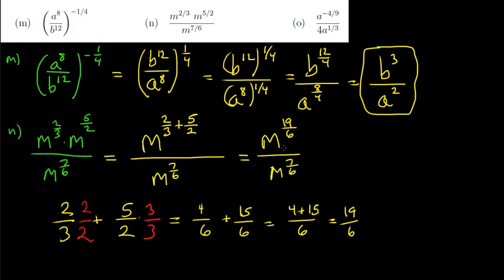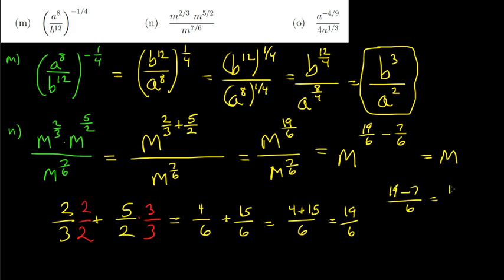Right. All right, now we're not done. We still have to divide by m to the 7 over 6. But if you remember the rules of exponents, here we just subtract. So this is m to the power 19 over 6 minus 7 over 6. And because we already have a common denominator, we just subtract the numerators, right? The exponent will be 19 minus 7 over 6.